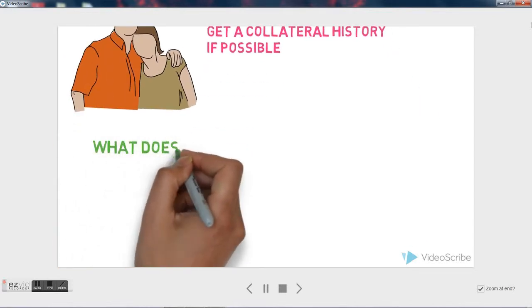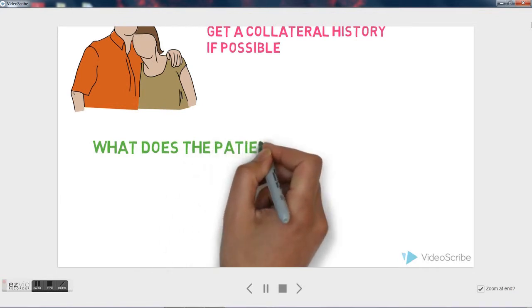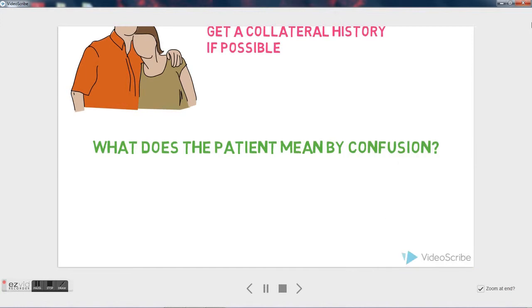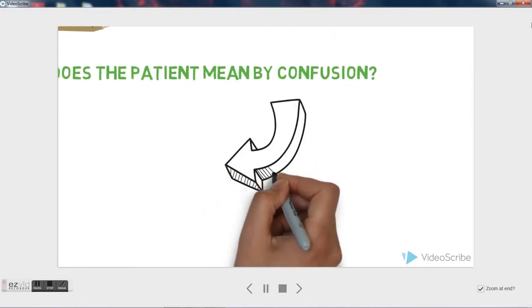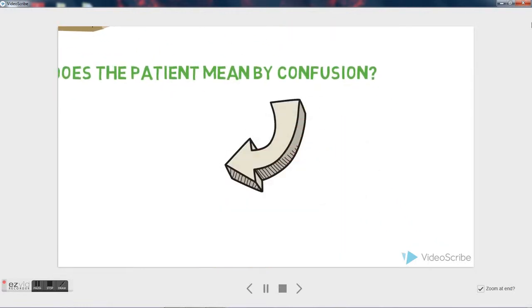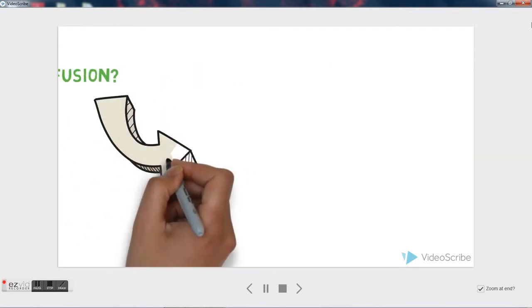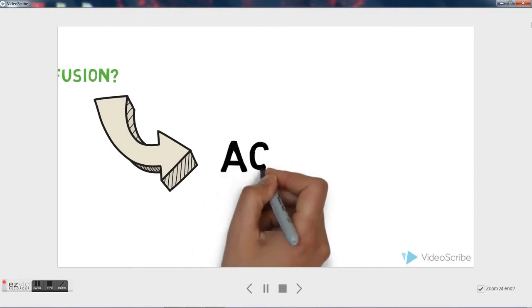Although I have defined what confusion means in the context of this presentation, it is important to understand what the patient means by their confusion, and in particular, whether this is a new problem or a long-term one. What is their normal level of functioning? I'm going to briefly look into the chronic causes of confusion before delving deeper into the acute causes.